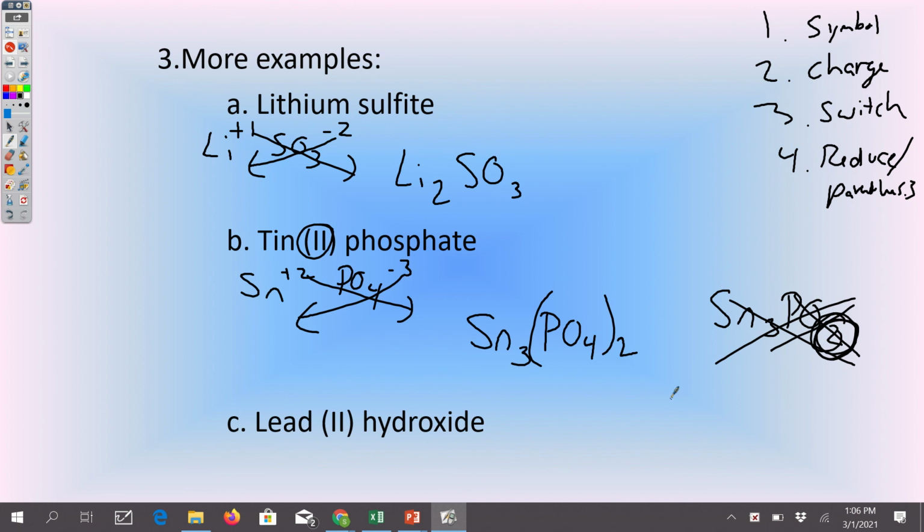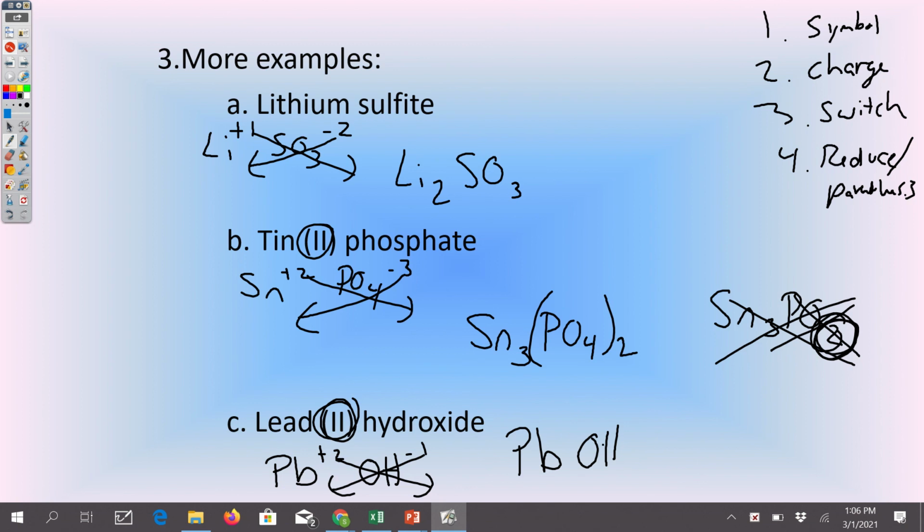All right, let's try the last one. Symbol for lead is Pb. Symbol for hydroxide is OH. Charge for lead is +2. For hydroxide, -1. Step 3, switch them. So Pb, don't need to write a 1. OH, parentheses 2. All right, so that is it.